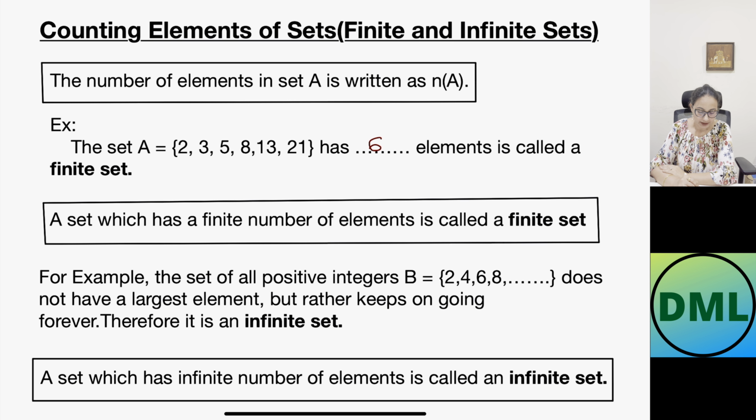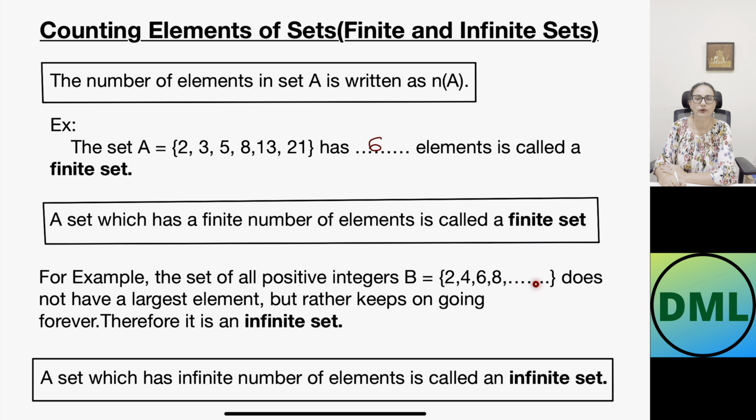For example, the set of all positive even integers, 2, 4, 6, 8 and so on, does not have a largest element but rather keeps on going forever. This is an uncountable set. You can't count how many numbers are inside this. This is called an infinite set. Infinite sets are those sets which you can't count the numbers inside. A set which has an infinite number of elements is called an infinite set.